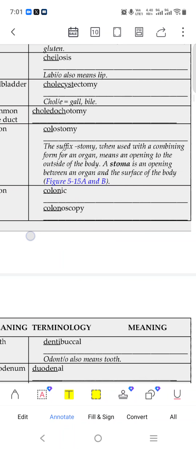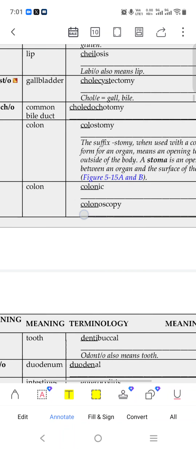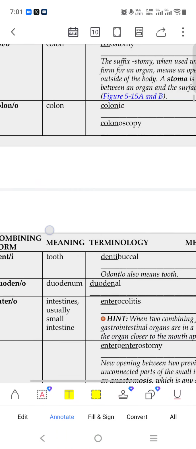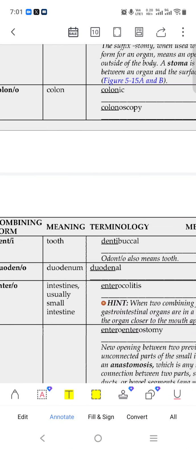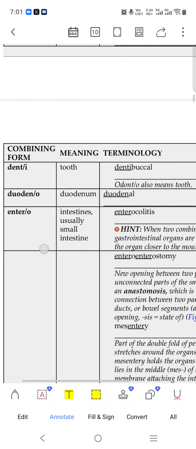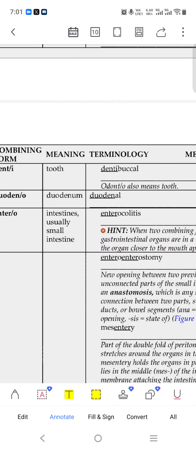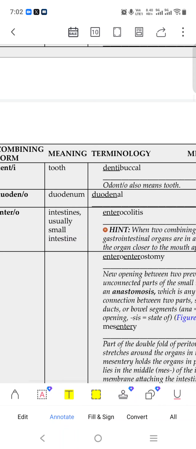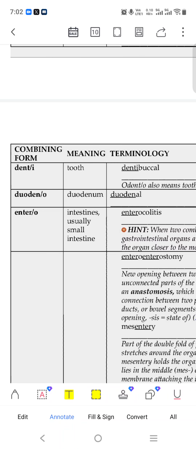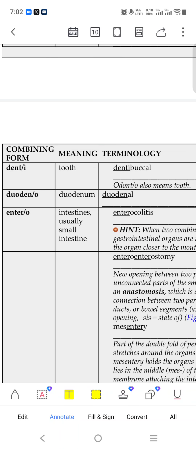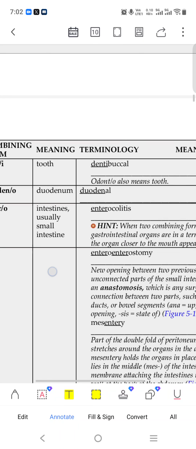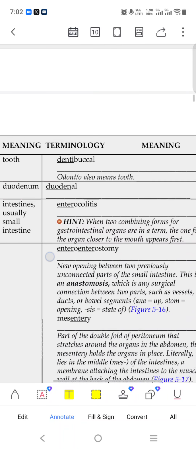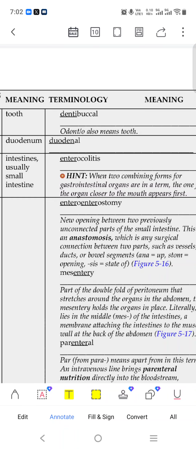Stomy. Stoma is the opening. Stoma means an opening, no? Between the organs. Like simple. Colon, colonic area. Colonoscopy is just a visual examination. And denti means tooth. Dentibuccal. Okay. It is the buccal area of the tooth. Okay. Duodenum. We have seen the duodenum, which is our stomach area. Duodenum is the last stomach area, no? Where it is moving. It is the duodenum. Enter means intestine. Enterocolitis. Okay. Inflammation of our intestine and colon area.